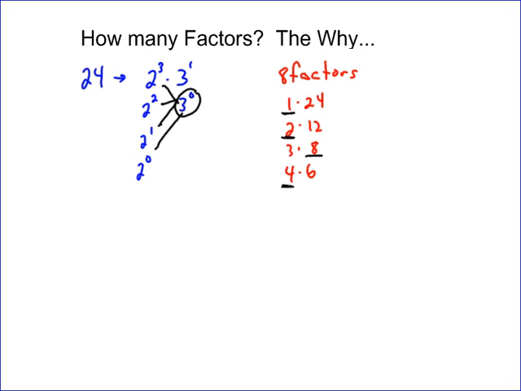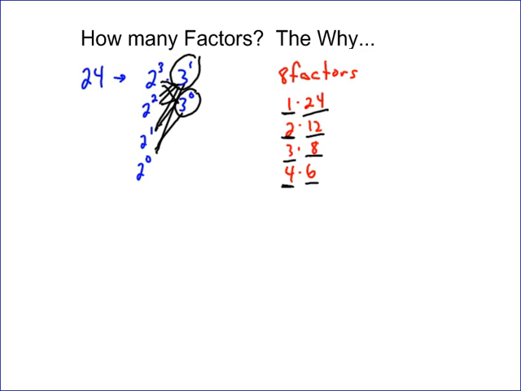Then the rest of them come from multiplying 3 to the first times each one of these. If you think about it, 3 to the first times 2 to the third is 24. 3 to the first times 2 squared is 12. 3 to the first times 2 to the first is 6. And 3 to the first times 2 to the 0, which is 1, is 3. And that's where all 8 of them come from.